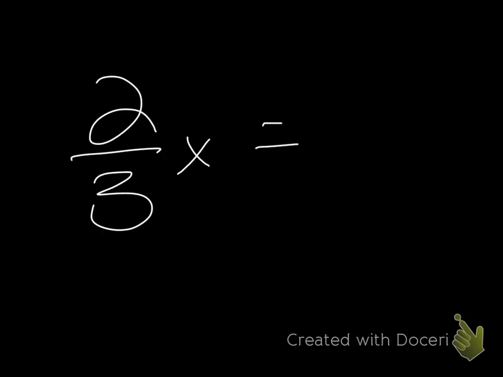The next problem is 2/3 x is equal to 5. So the first thing Jackson's going to do on this problem is multiply by that reciprocal, which would be what, Jackson? 3/2. You're right.